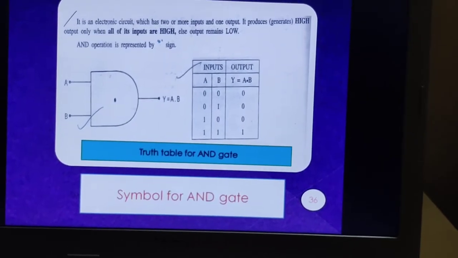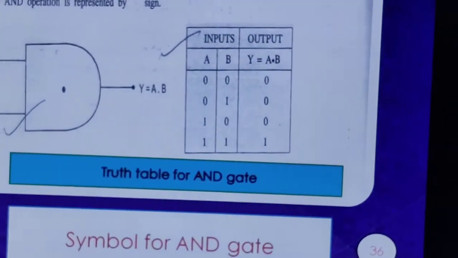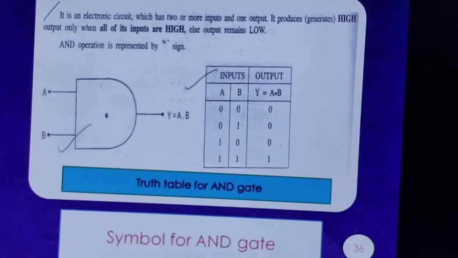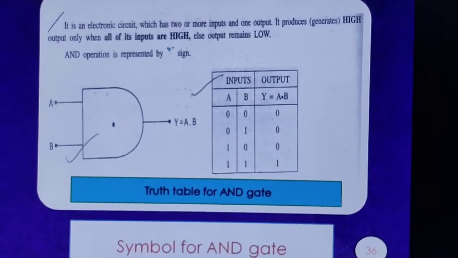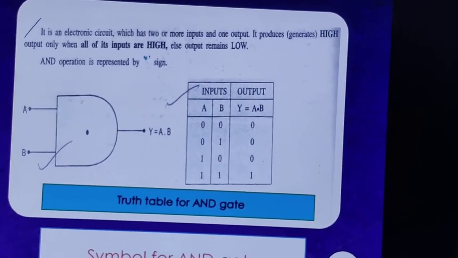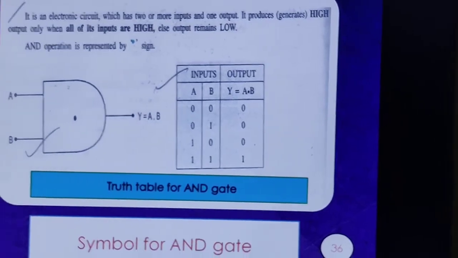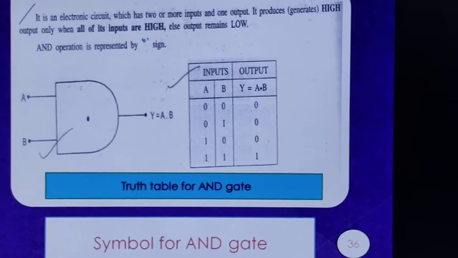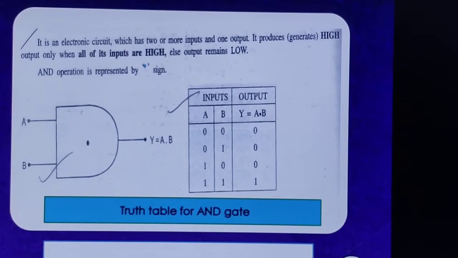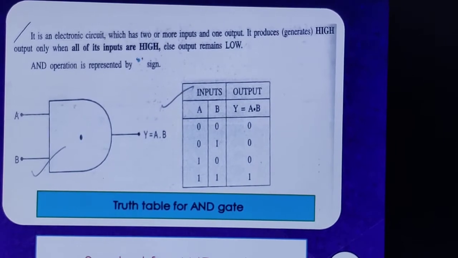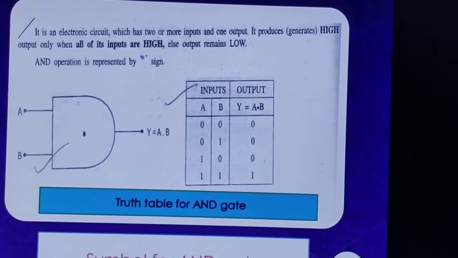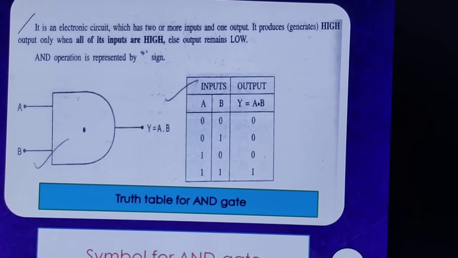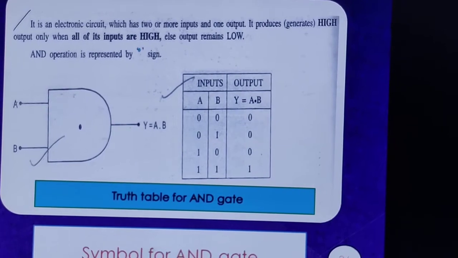The last point in this chapter is about logic gates, and we start with the first gate, which is called the AND gate. Now where are gates used? Gates are used in different electronic devices where they recognize the signal as high or low only. Low means 0 and high means 1. It is an electronic circuit which has 2 or more inputs and 1 output. It produces a high output when all of its inputs are high, or else the output is low.